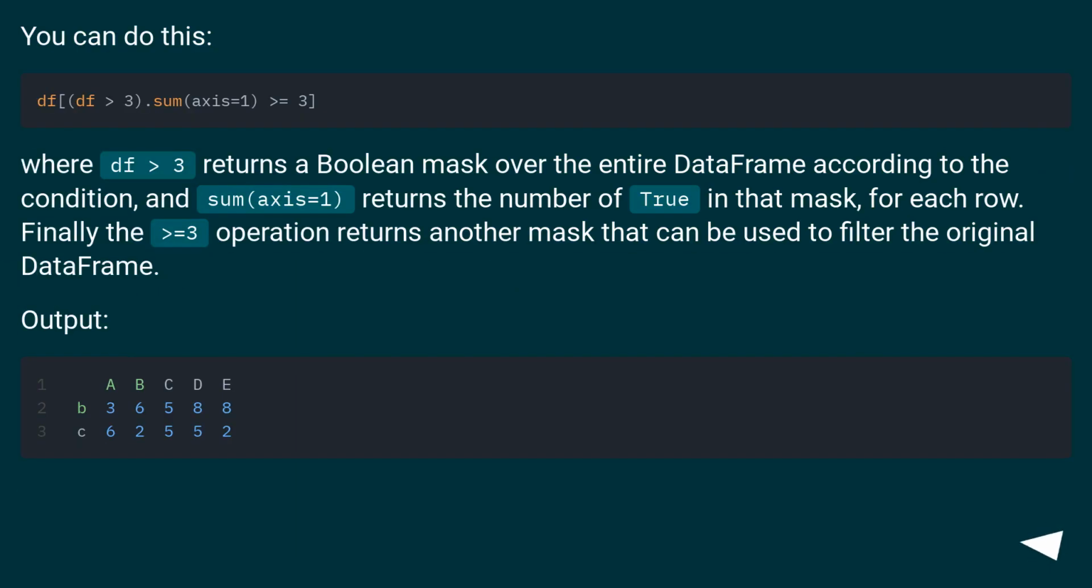You can do this. Where df equals 3 returns a Boolean mask over the entire data frame according to the condition, and sum axis equals 1 returns the number of True values in that mask for each row. Finally, the greater-than-or-equal-to 3 operation returns another mask that can be used to filter the original data frame. Output.